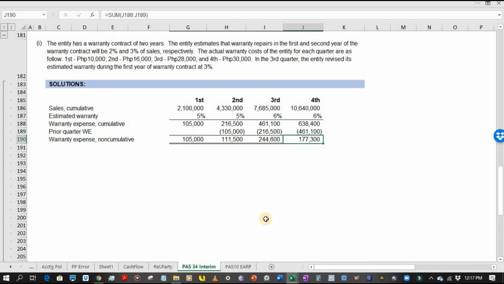177,300 pesos. Again, I am only using the cumulative amount of warranty expense because we have a revision of the estimated warranty percentage during the year. If there is no revision, there is no need to compute for the cumulative amount. We can just simply multiply the percentage with the sales for that particular quarter, which is the non-cumulative sales. But since we have a revision, there is a need to compute for the cumulative.